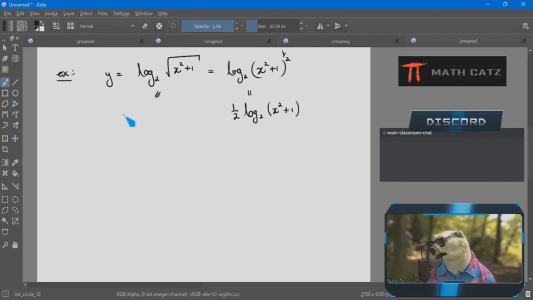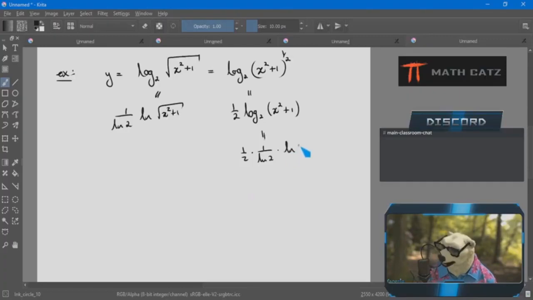So you either change the base here to 1 over natural log 2, natural log root x squared plus 1, or you change it here. The 1/2 is in front. Whoopsie. Change the base, 1 over natural log 2, 1 over natural, no. Sorry, I'm thinking about something else at the same time, which is never a good idea. X squared plus 1, of course.